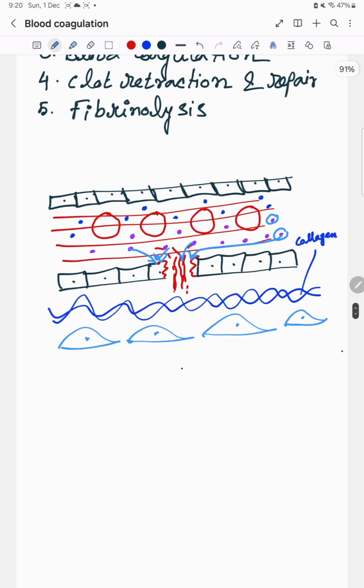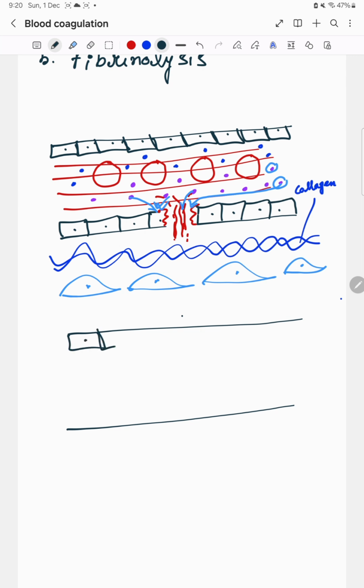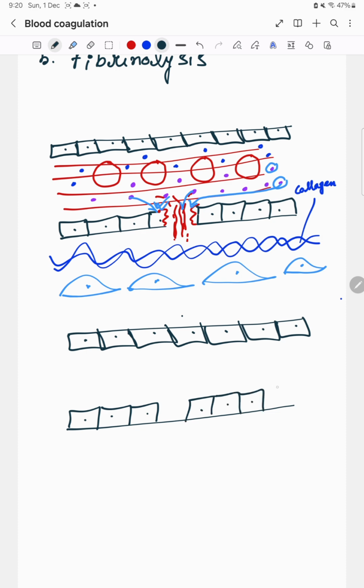So this whole process, I'm just giving you a brief idea of how it will look, because I will not discuss all these 5 steps in this video. I will only describe the blood coagulation, so that you can have a brief idea of why I'm going to discuss blood coagulation. That's why I'm just giving you this brief sketch.